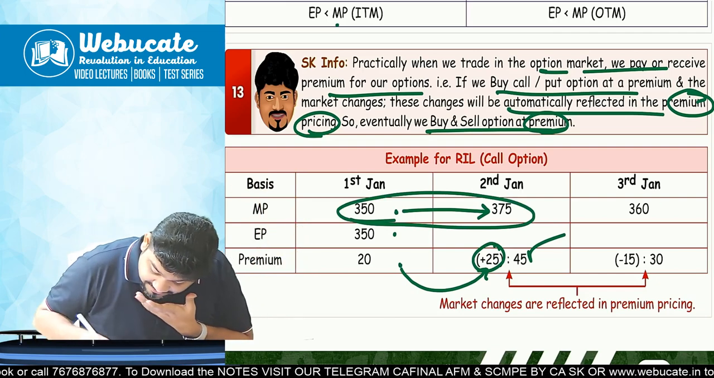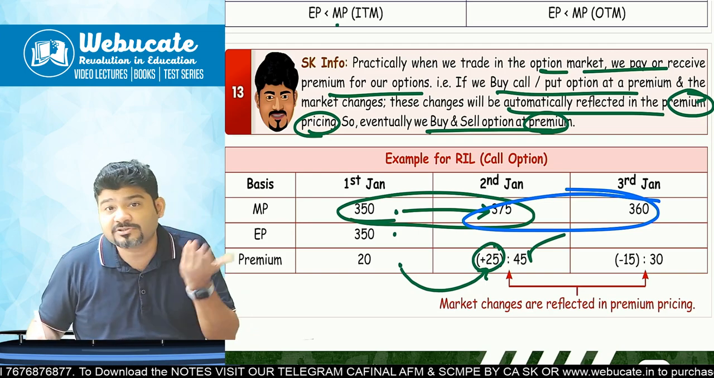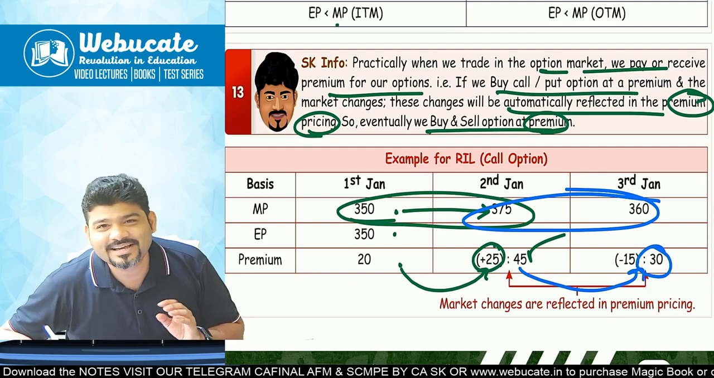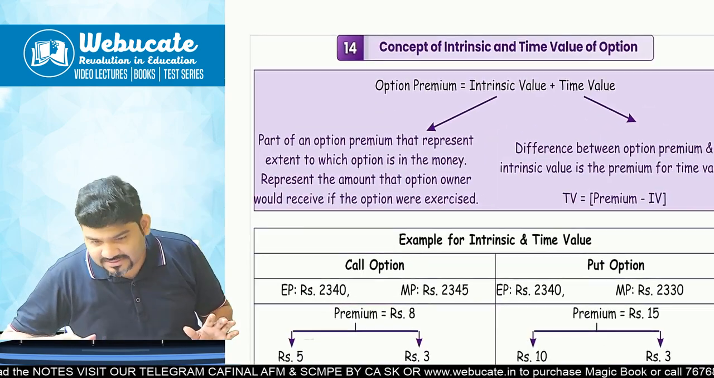Yes, very much. From 375, it can also go to 360. So 15 rupees decrease. So from 45, now the premium will go to 30 rupees. Got it? So that's how practically the system works.